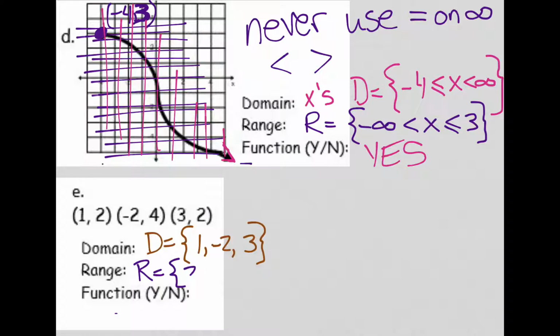The list of all the y's, but you only have to list them once. I have a 2 here and another 2 here. You don't have to repeat them. Once is enough. So that's my range. Is it a function? Yes or no? Hey, I don't have any x's being repeated. All of those moms are going to their soccer games. And mom 1 and 3 ended up at the same game. That's okay. They can visit. That's a function. That mom is not being stressed out by trying to be at the girls' soccer game and at the boys' orchestra concert at the same time. Okay.